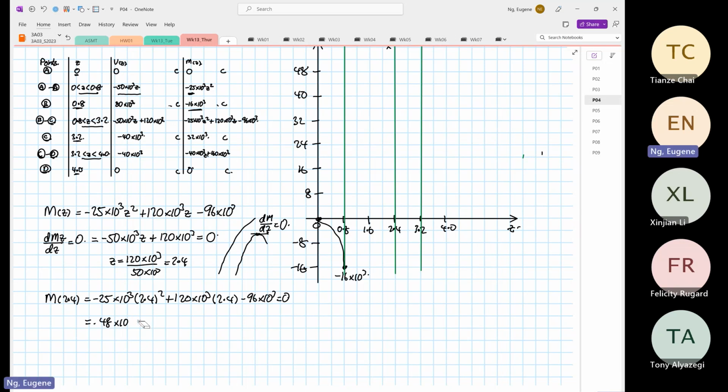I know I'm over time. Give me like 3 more minutes. We're almost done with the bending moment diagram.